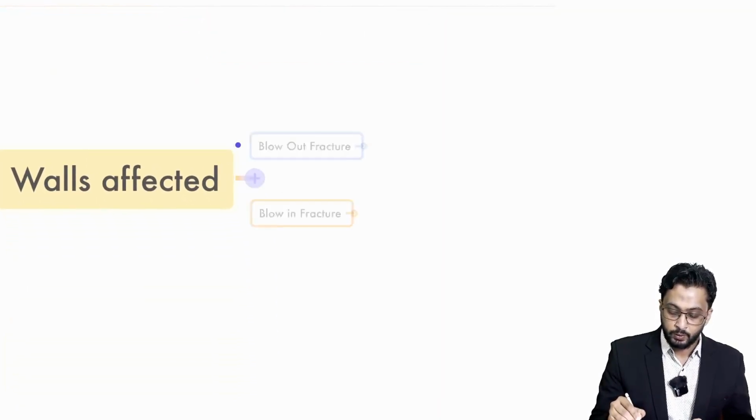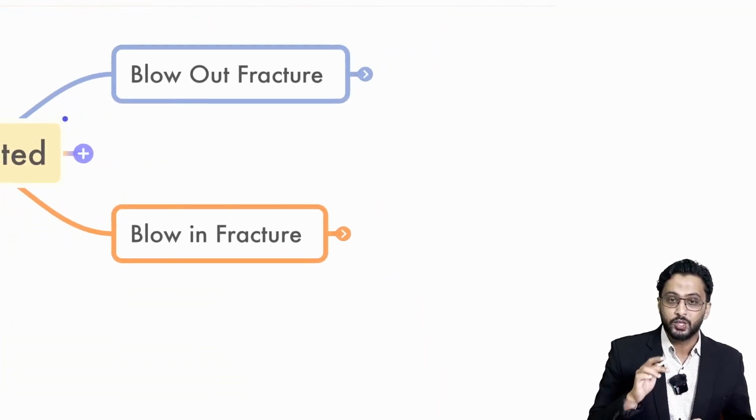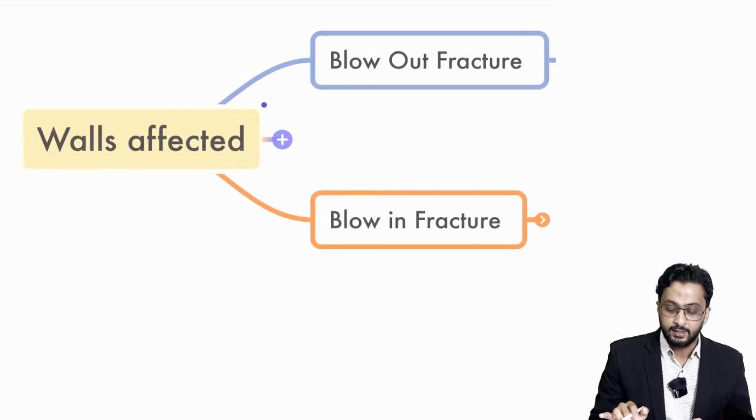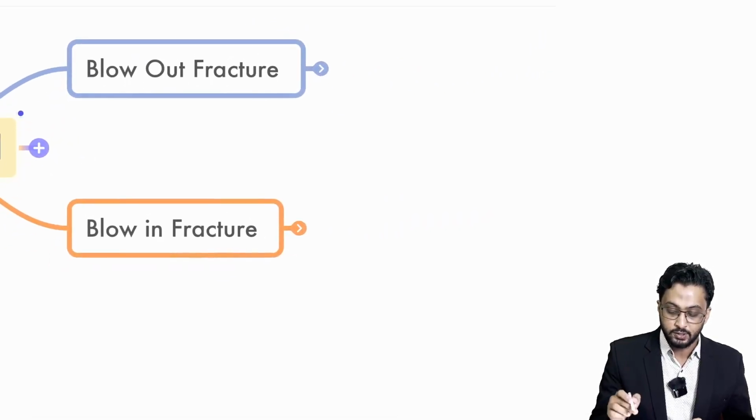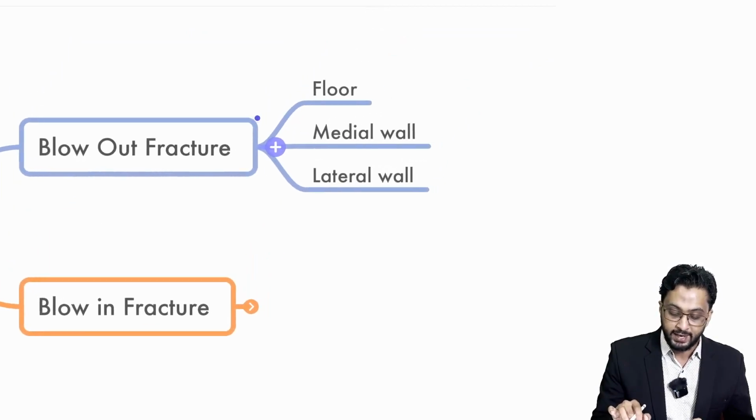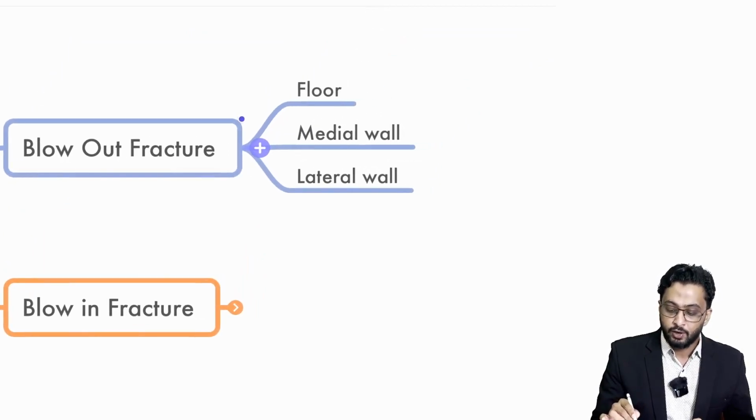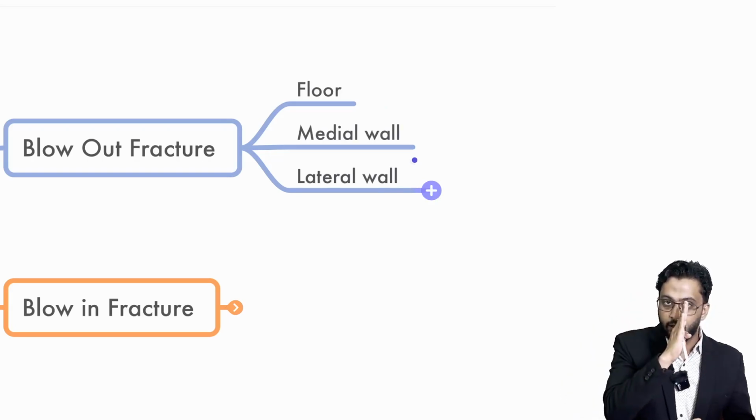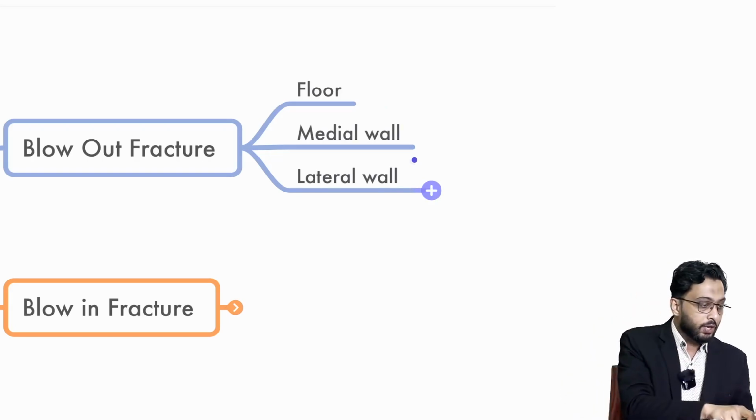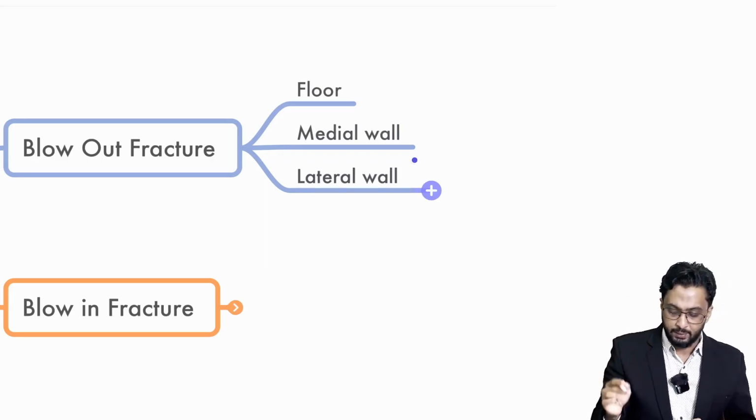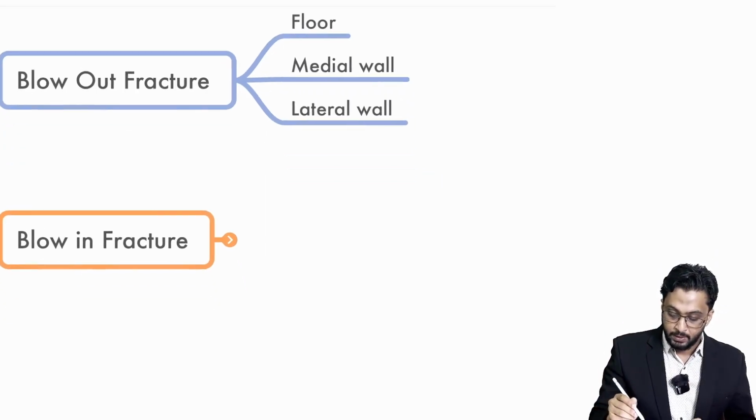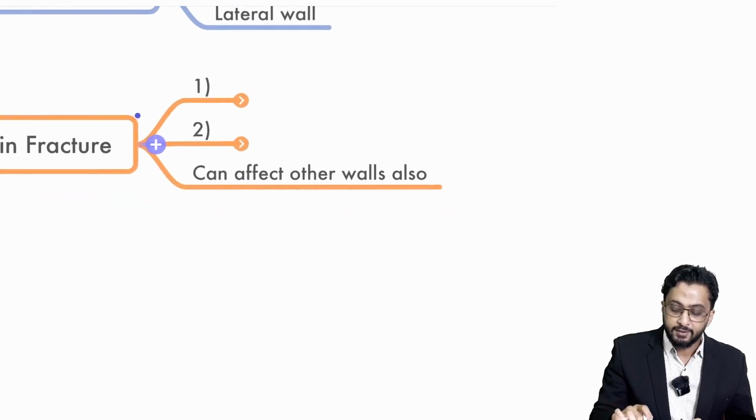Now note, what are the walls affected? This is what I was talking about, the walls affected in blowout and blow-in fractures. In blowout fracture, as I've told you, there will be involvement of the floor, medial wall, and lateral wall. If you come to the picture, same thing. I'll come to that later on. Now, blow-in fracture.